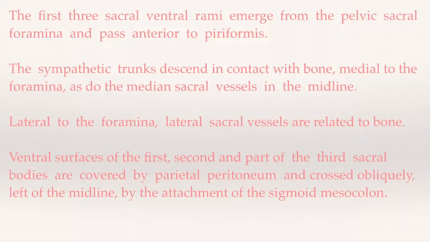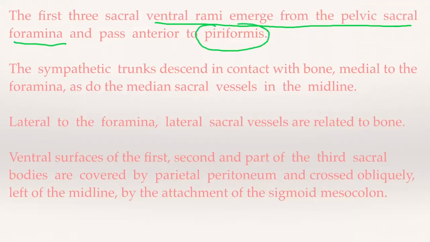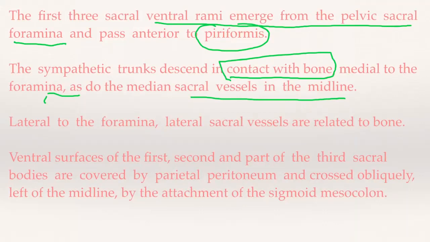The first three sacral ventral rami emerge from the pelvic sacral foramina and pass anterior to the piriformis, right? First three. The sympathetic trunk descends in contact with the bone, medial to the foramina, as do the median sacral vessels in the midline. Lateral to the foramina, the lateral sacral vessels are related to the bone.